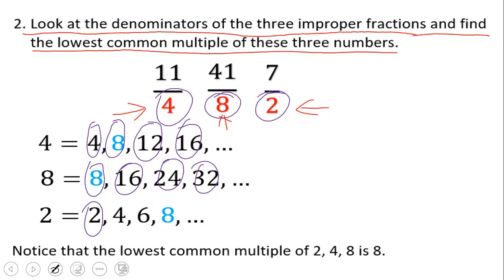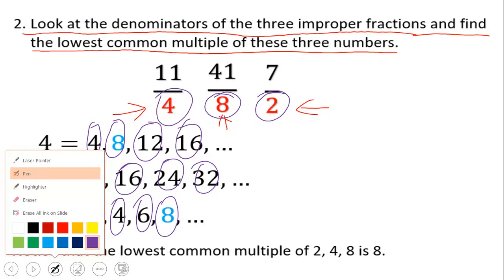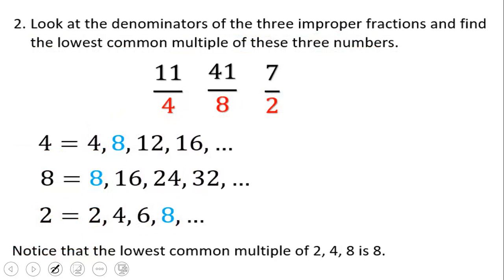2 times 1 is 2, 2 times 2 is 4, 2 times 3 is 6, and 2 times 4 is 8, and so on. Now we're looking for the lowest common multiple of these three. So we're looking in this set of numbers, this set of numbers, and this set of numbers, and we're looking for the number that is common in all of them, and not only the number that is common in all of them, but the smallest number that is common in all of them.